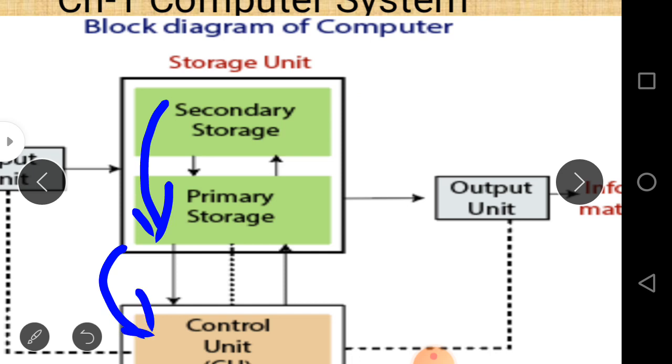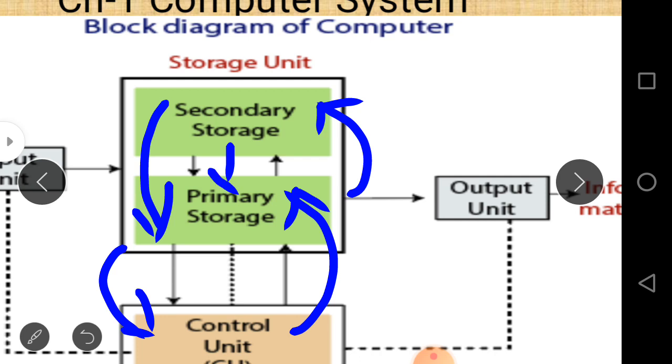After the processing, the CPU returns the data back to primary storage, and when we perform a save operation in our computer system, the data is saved into our secondary storage. So you can easily see that the arrows are in both the downward direction as well as the upward direction. Downward direction means data goes from secondary storage to primary storage, and upward direction means data goes from primary storage to secondary storage. This is the diagram here.